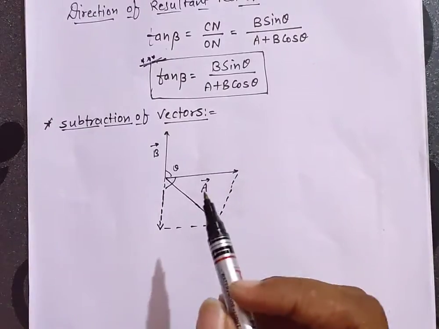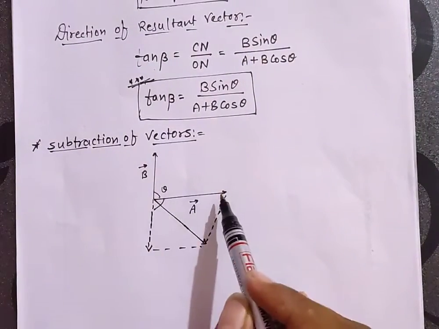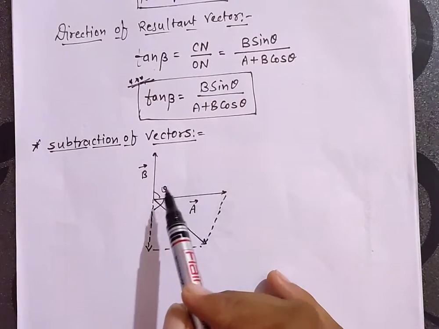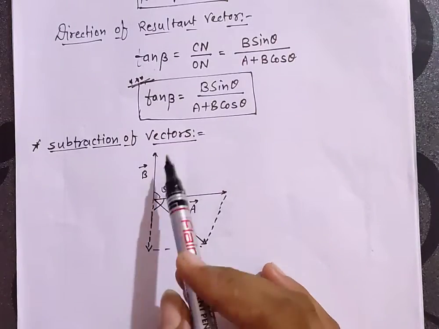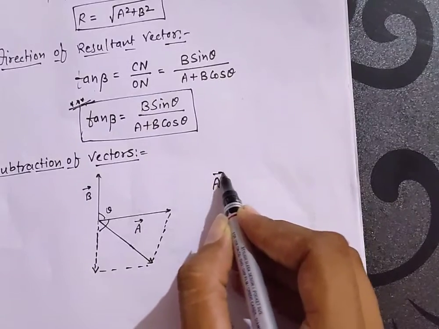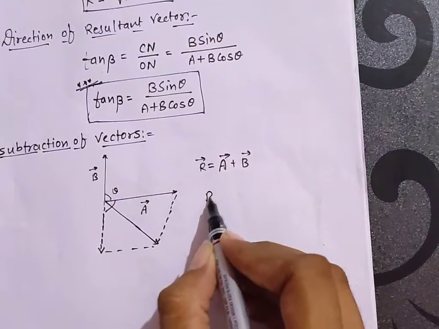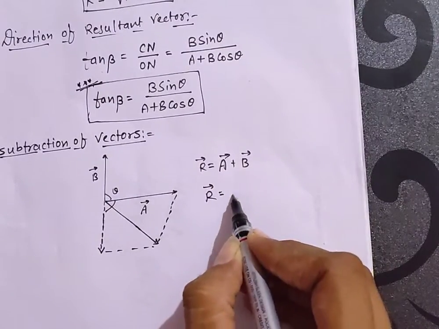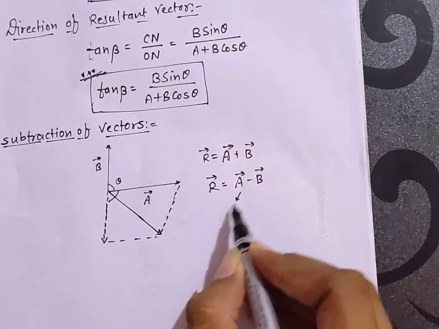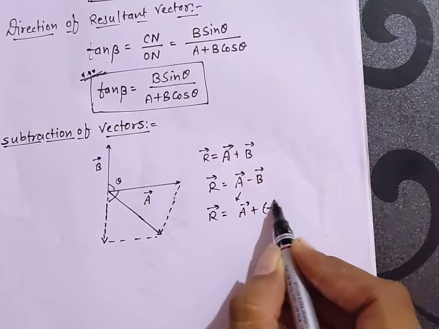So now let's talk about the subtraction of two vectors. Suppose we have two vectors, this is vector A and this is vector B. The angle between the two vectors is theta. So the summation of two vectors is represented as A plus B. The resultant R is equal to A plus B. And the subtraction of two vectors is represented as R is equal to A minus B. So we have written this like A plus minus of this B.